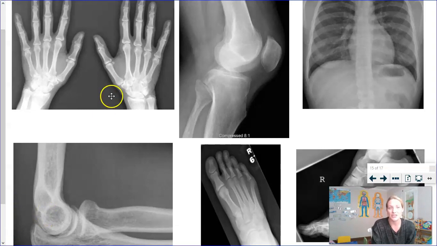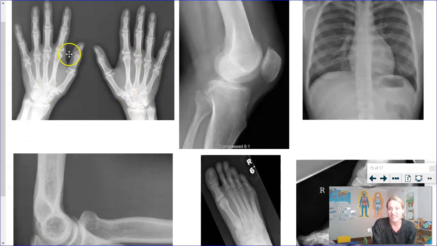Okay, so in the top corner here are very, very easy. We obviously have hand bones. Now remember, the wrist part of the hand, we have carpals. In the middle section of the hand, we have metacarpals, and the fingers, my favorite word, phalanges.